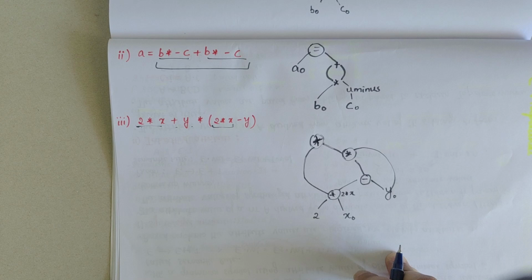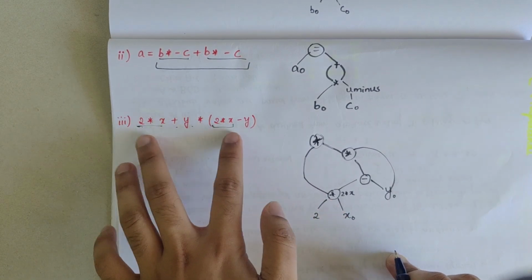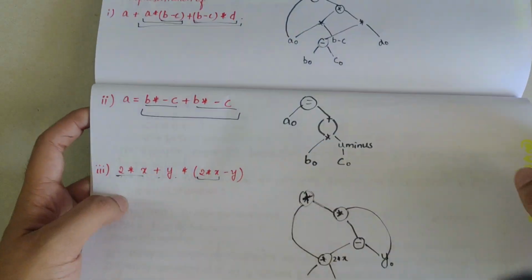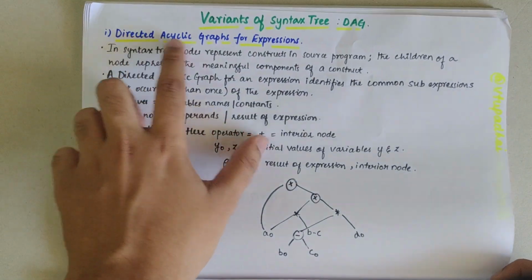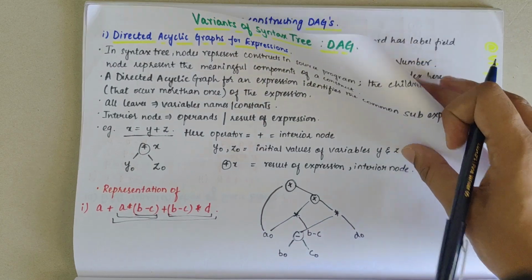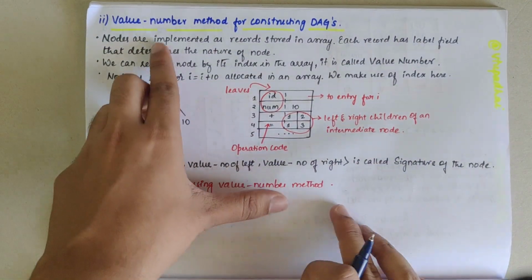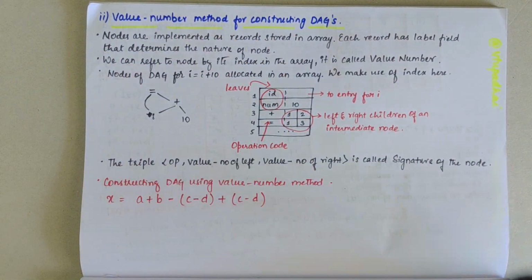Yes, so this was the DAG representation for the given expression. So we are done with directed acyclic graph for the given expressions. Now we'll look into the value number method for constructing DAGs.